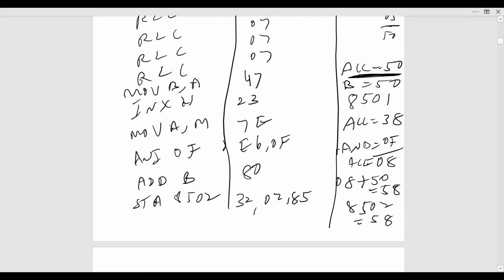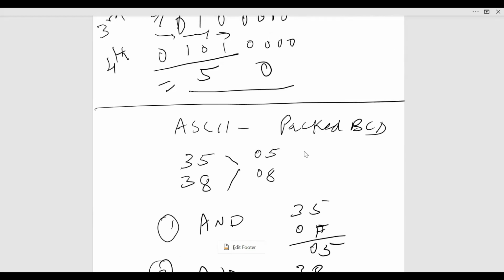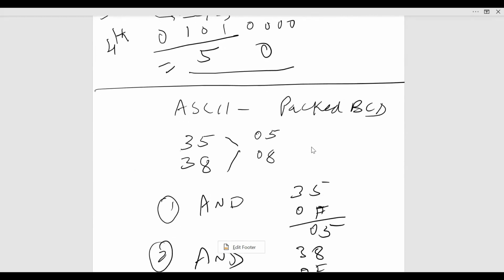So I once again repeat how to convert ASCII to packed BCD format. We all know the packed BCD numbers 0 to 9. The ASCII equivalent of 0 to 9 is 30 to 39. To convert to packed BCD, that is a 2-digit BCD number, consider two ASCII values 35 and 38. Separate the 5. For this we can perform a subtraction, 35 minus 30, or we can perform an AND operation.